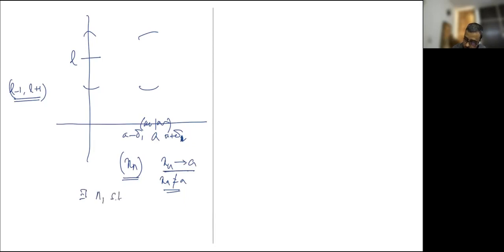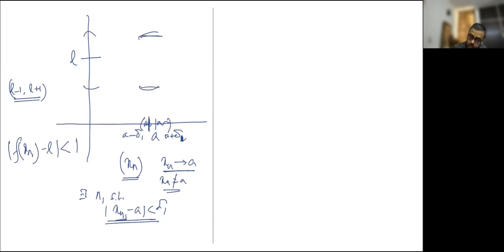Now, given this delta 1, since xn converges to a, there would exist n1 such that |x_n1 minus a| would be less than delta 1. This you can ensure because the xn's are converging to a. Now, what happens for this x_n1? Because x_n1 is here, its value lies in this interval. Next you look at epsilon equal to half, so you'll get a delta 2.